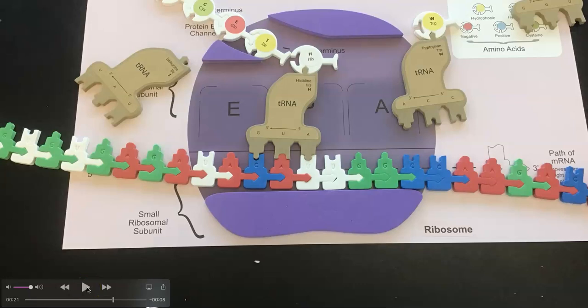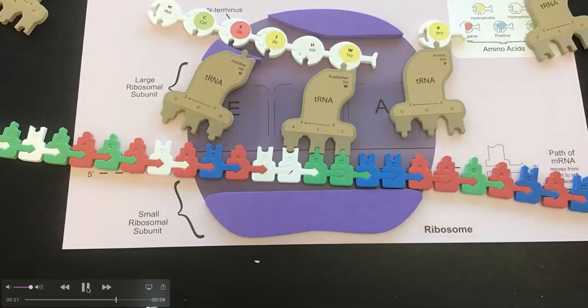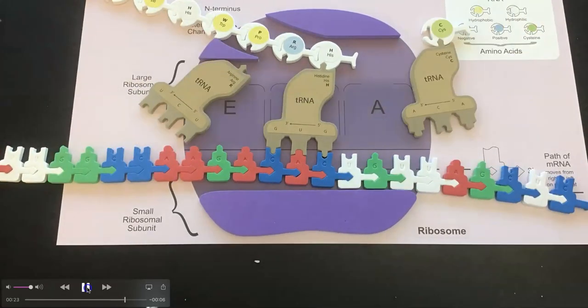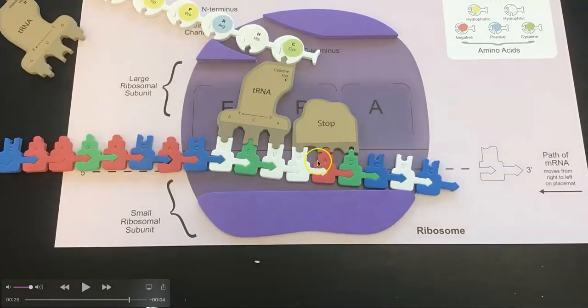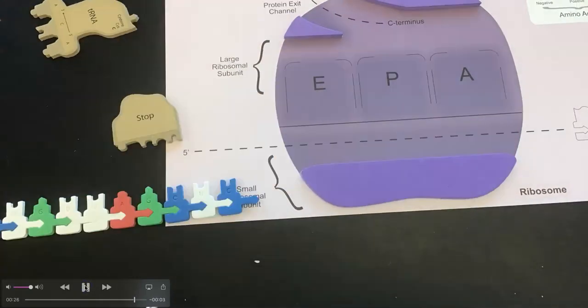New amino acids are brought into the ribosome and attached until a stop codon on the mRNA, in this case UAG, signals for the process to end. This allows the mRNA, ribosome, and polypeptide to separate. The polypeptide will continue on to be folded into a three-dimensional protein that can have one of many functions.